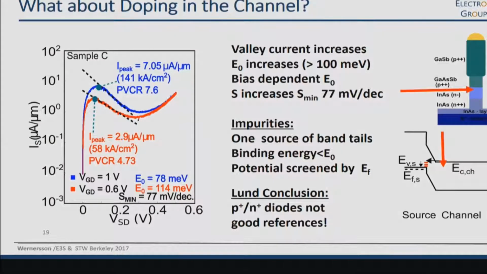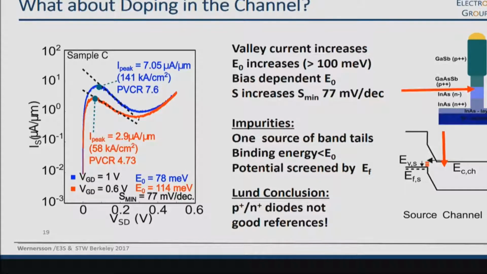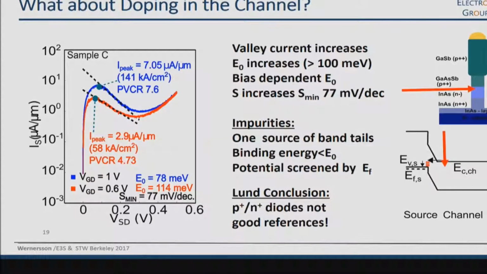So maybe what we think is happening is that impurities are one source of the band tails. I say impurities, dopants, shallow dopants. The binding energy that we have for zinc in gallium antimonide, gallium arsenide is about 20 to 30 millielectron volts. They could potentially screen the potential with a Fermi level. When we're moving here, this could explain this effect, because we change the potential as we move the Fermi level here. So our conclusion here: P plus, N plus diodes are not good references, so we stopped looking into this data more in Lund.